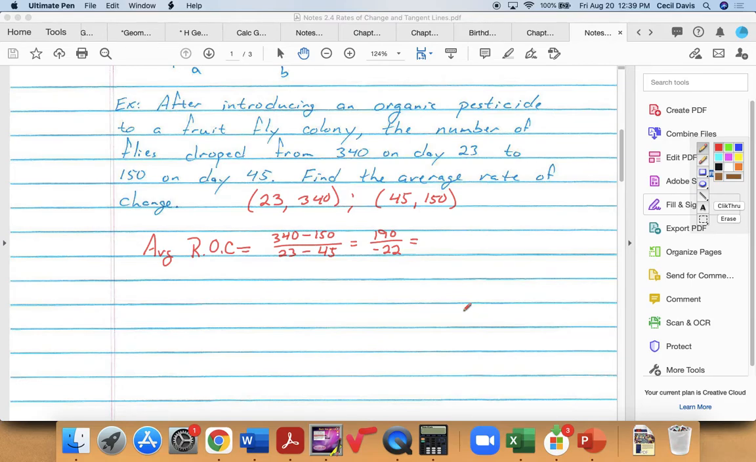You can leave it like that, by the way. There's nothing wrong with it. It doesn't feel as satisfying, perhaps, as it should. As a decimal, this would be negative 8.63 repeating fruit flies per day. We always want to give the context of the problem whenever possible. We're not as crazy about it as the folks in AP Statistics are, but it'd be nice to give some context to this. Moving on.